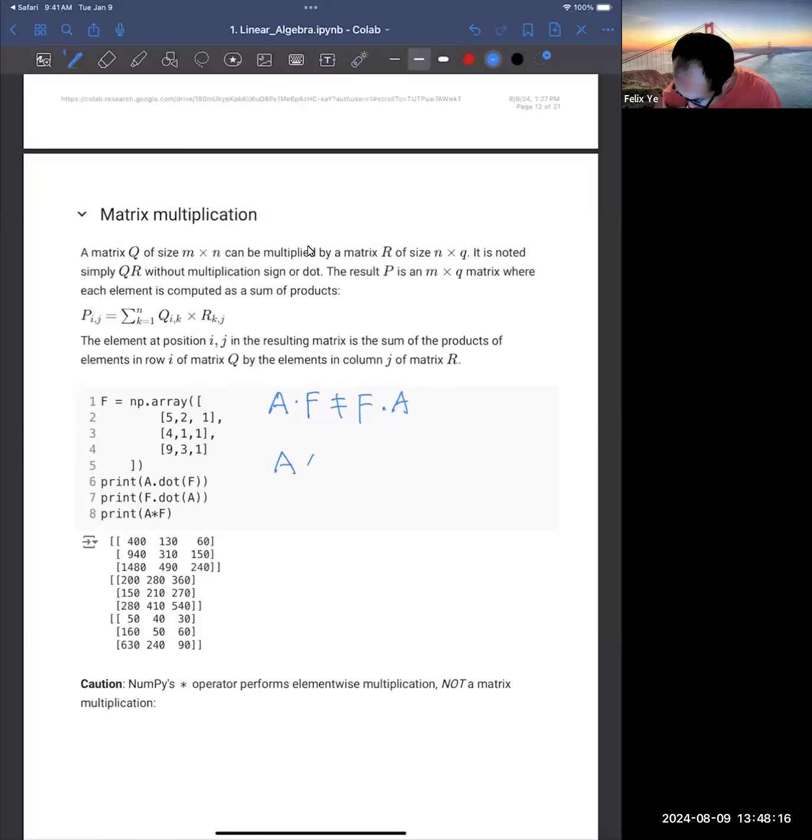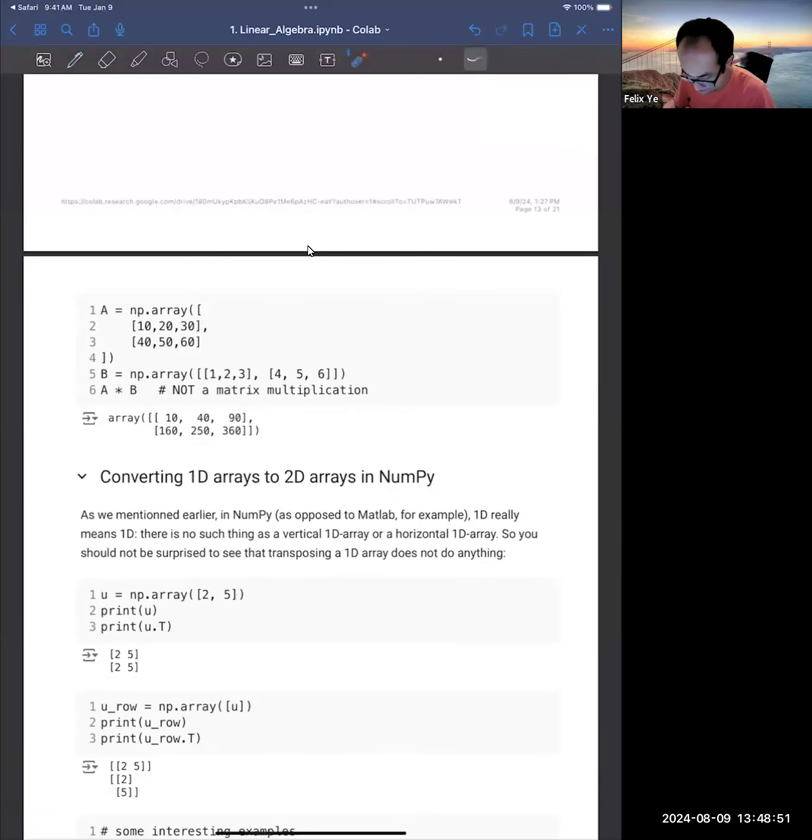But A times F, this is element-wise multiplication. This is always element-wise multiplication, not matrix multiplication. So for matrix multiplication, you have to use dot. So this is a fundamental difference. It's very important that you know everything well. Otherwise, we are chasing the wild goose. So you need to know the differences very well. All right, then let's continue.